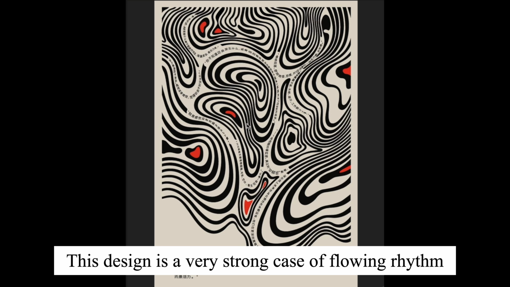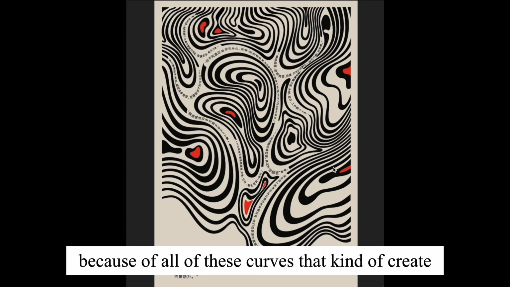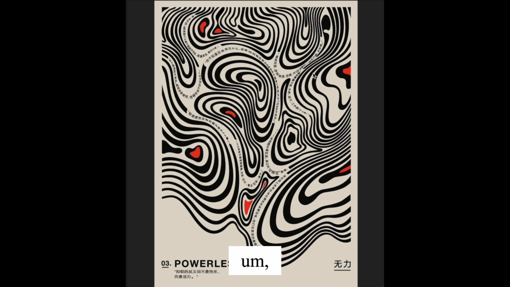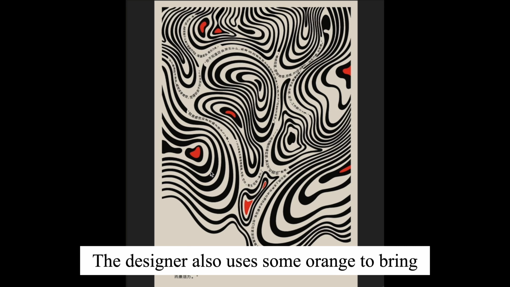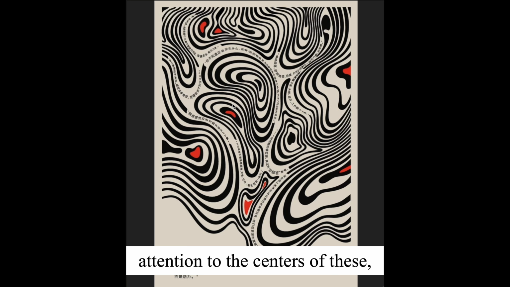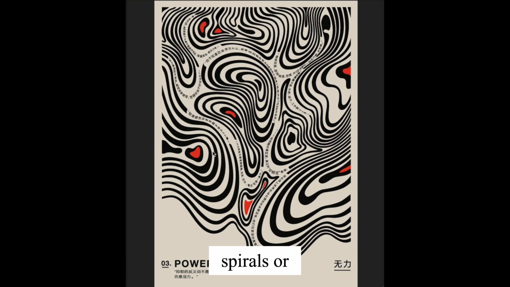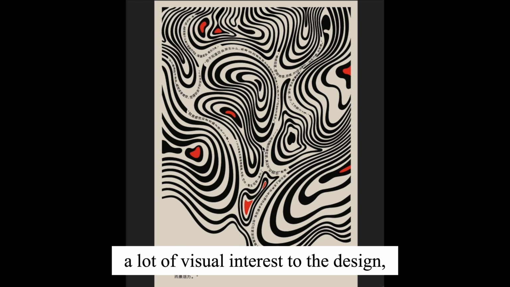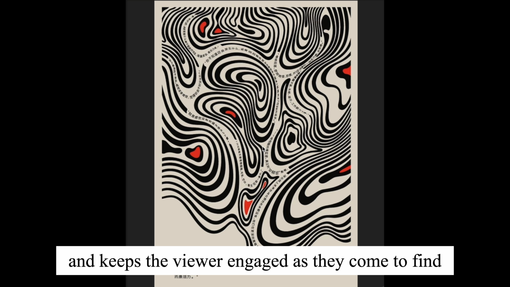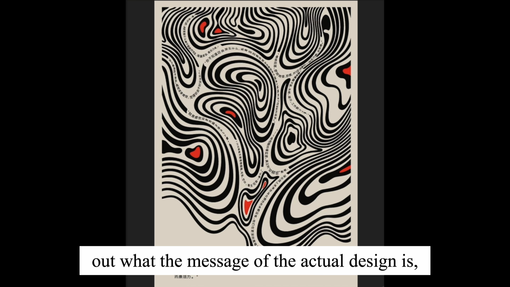This design is a very strong case of flowing rhythm because of all of these curves that create spiral-like images over here. The designer also uses some orange to bring attention to the centers of these spirals or curves. But overall, using this gives a lot of visual interest to the design and keeps the viewer engaged as they come to find out what the message of the actual design is.